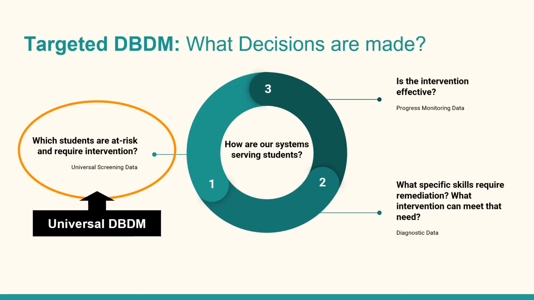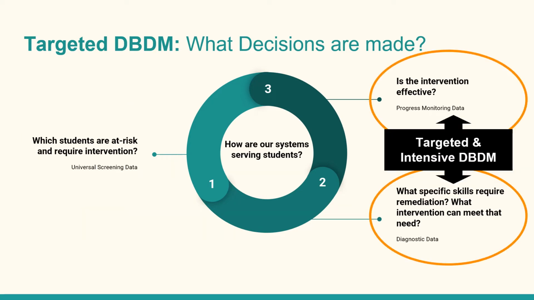Through the Universal DBDM process, you should have answered the question, which students are at risk and require intervention? In this module, we will discuss how the targeted DBDM process uses diagnostic data to answer these 2 questions. What specific skill requires remediation? What intervention can meet that need? And progress monitoring data can be used to answer the question, is the intervention effective?